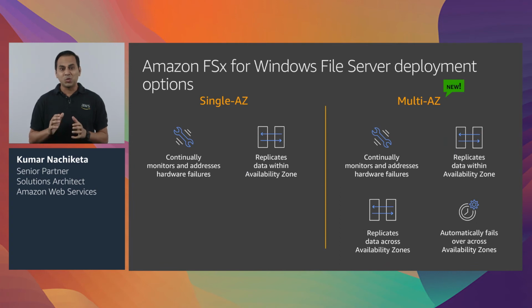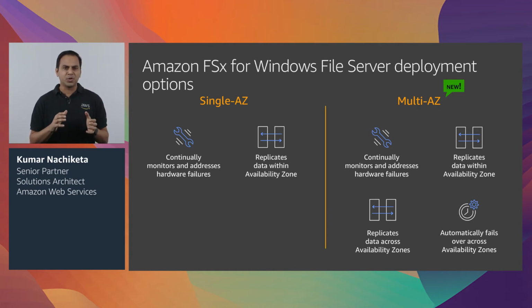Now, let me switch to the FSx for Windows File Server. The first thing I want to talk about is deployment options available. At launch, we offered single AZ. Now we have a multi-AZ deployment option. Single AZ file systems are designed to be highly available and durable within an AZ by replicating data within an AZ and automatically replicating infrastructure components in the event of failure.